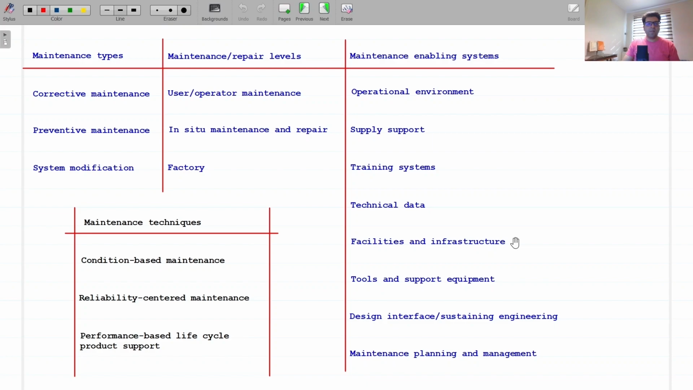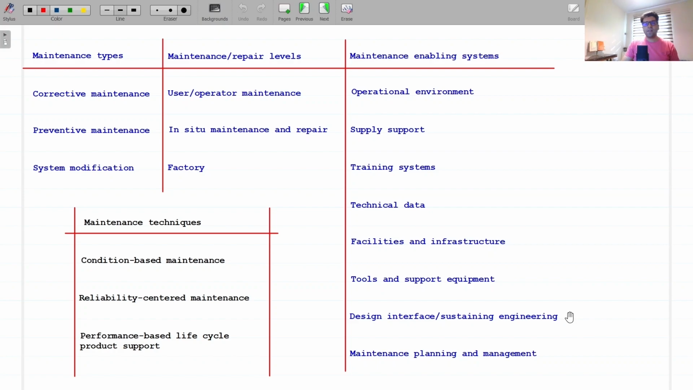Facilities and infrastructure: facilities, for example, buildings, warehouses, hangars, waterways, and infrastructure, for example, IT services, fuel, water, electrical service, machine shops, dry docks, test ranges required for system maintenance. Tools and support equipment: common and special purpose tools, for example, hand tools, meters, and support equipment, for example, test sets, cranes, used to support system maintenance.